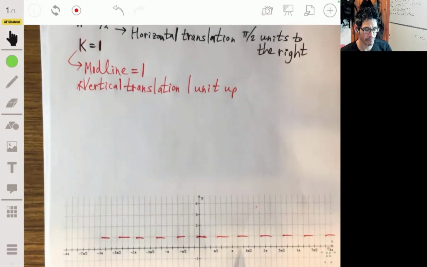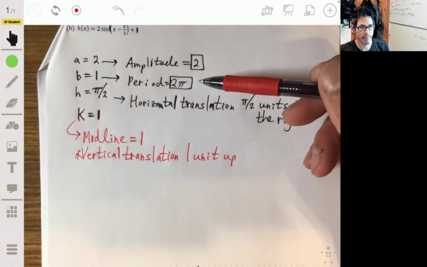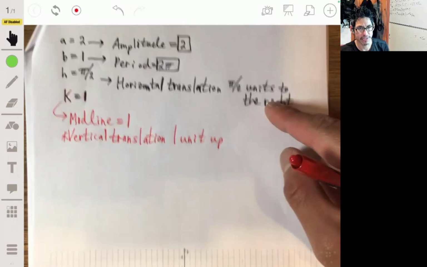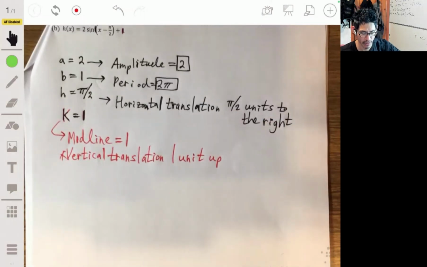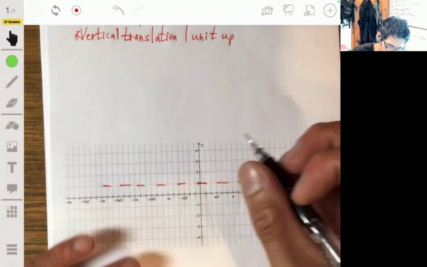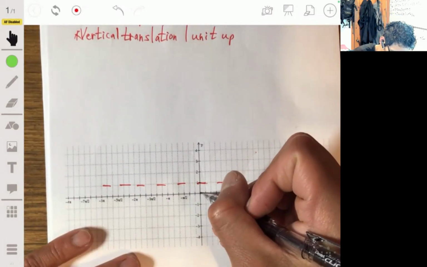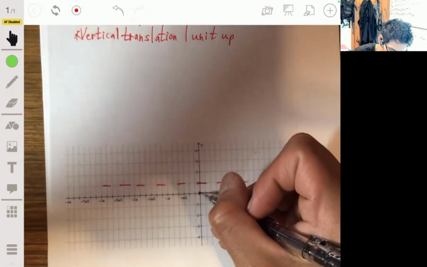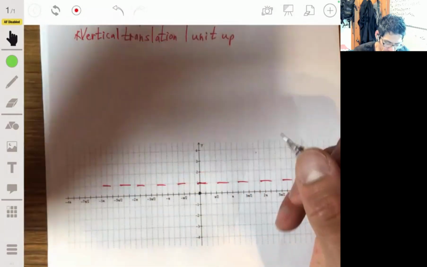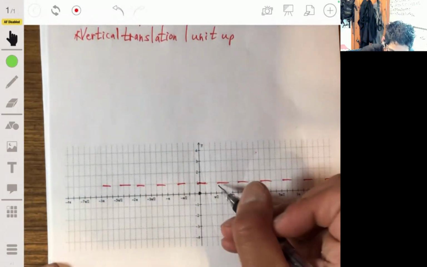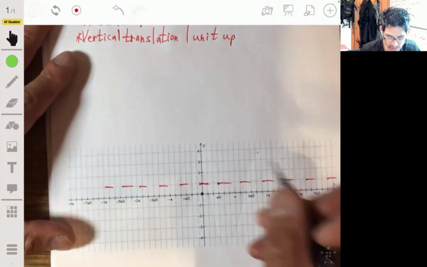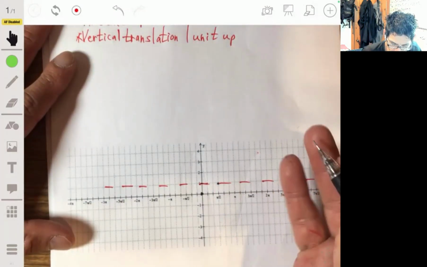Now, the amplitude being 2, the height being 2, the period is 2 pi. But we get to do a translation pi over 2 units to the right. So let's actually draw what the original sine graph looks like. You should have these memorized and practice a lot with these so you don't make any silly mistakes. These are very simple, so just practice.